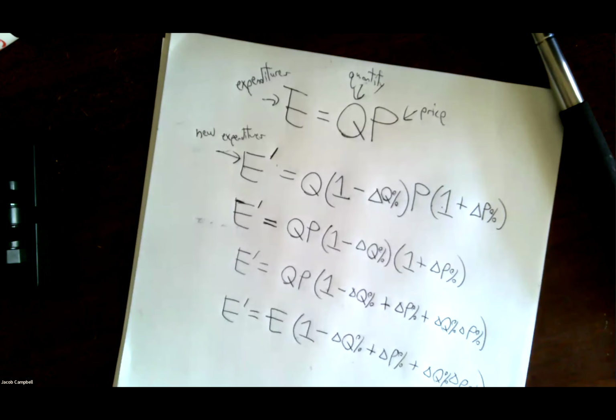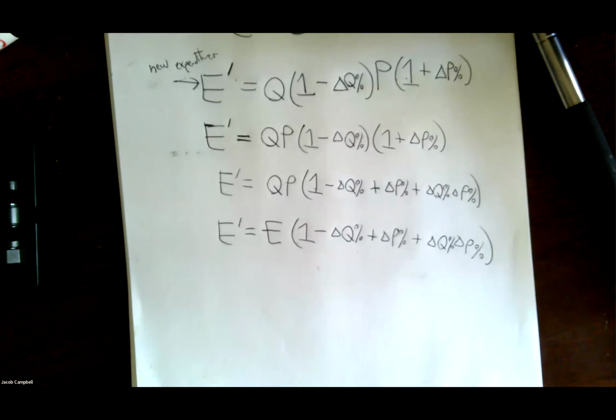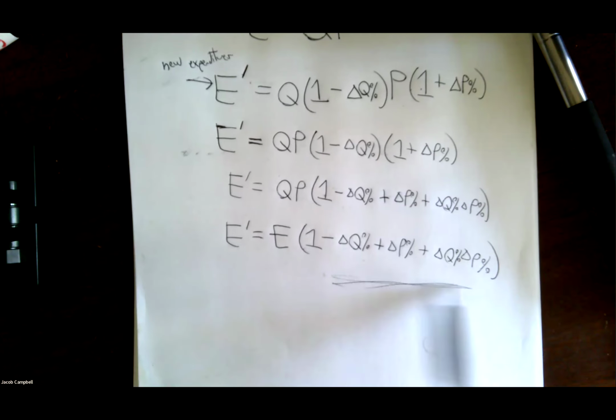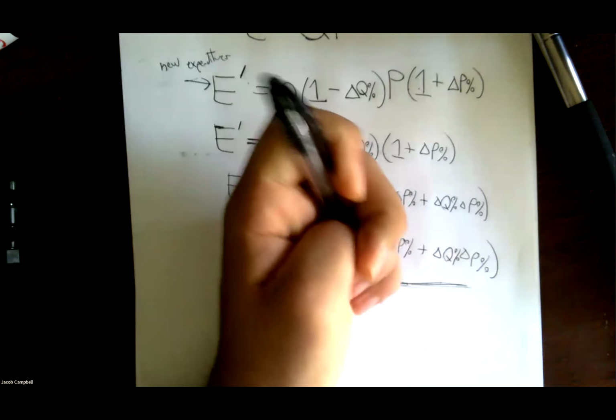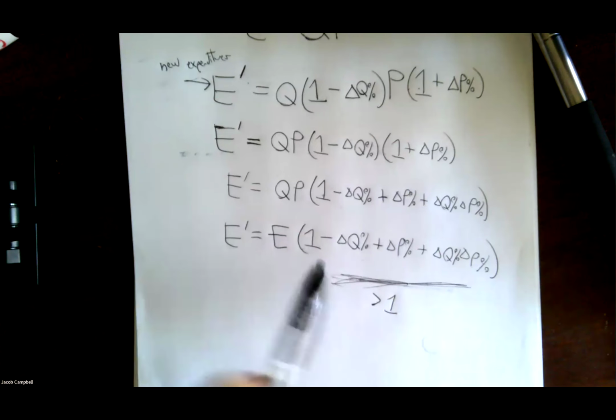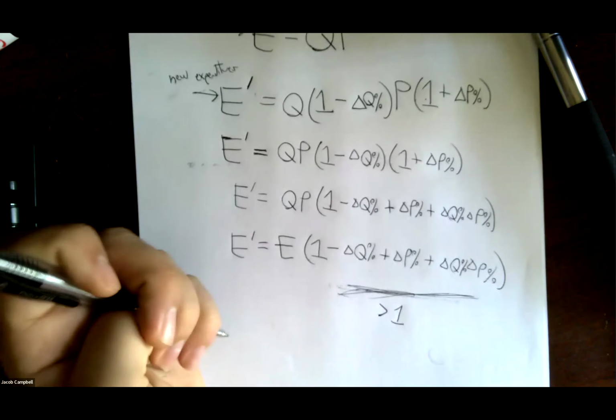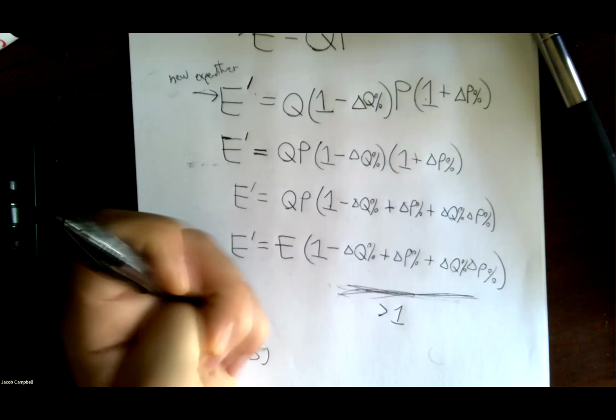Now let's say that we want to know when spending is going to go up because the prices went up. Well, in that case, this big thing here would have to be bigger than 1, right? We'd have to be multiplying by something larger than 1 instead of by a fraction. And so we can set it up.